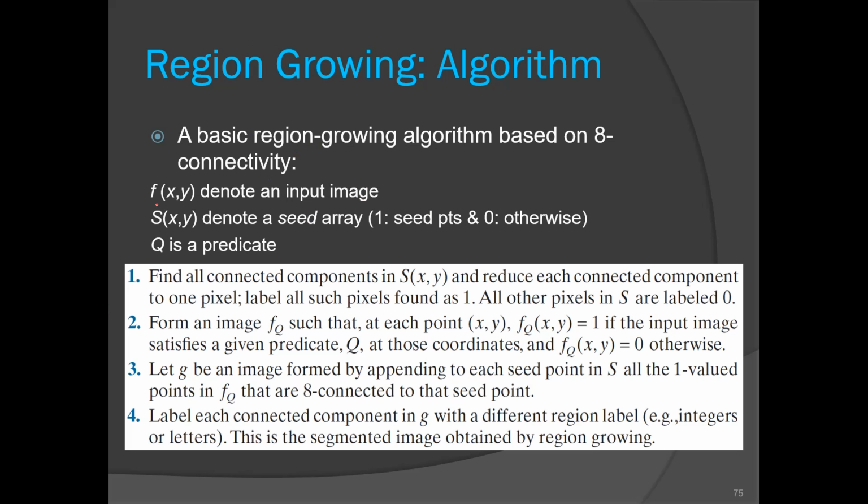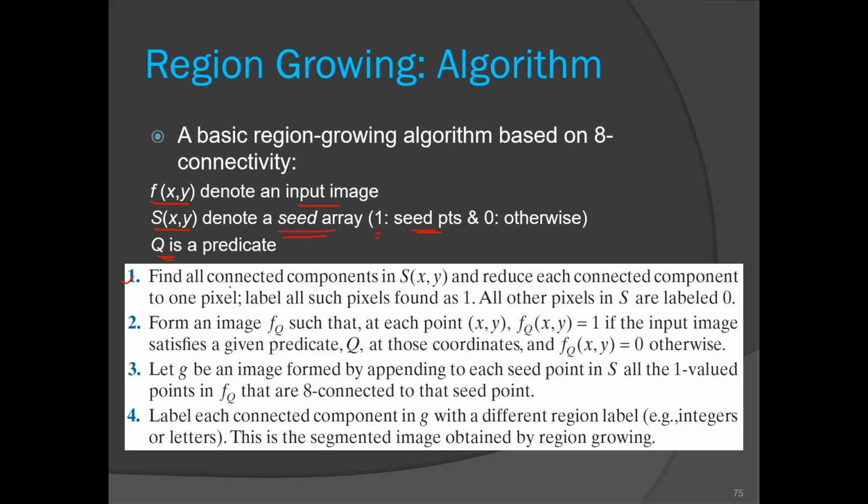So f(x,y) will be our input image. S(x,y) is known as a seed array. Initially S(x,y) will have one value where we have seed points and 0 otherwise. Okay, and Q is our predefined predicate criteria. So the first step is to find the seed points.